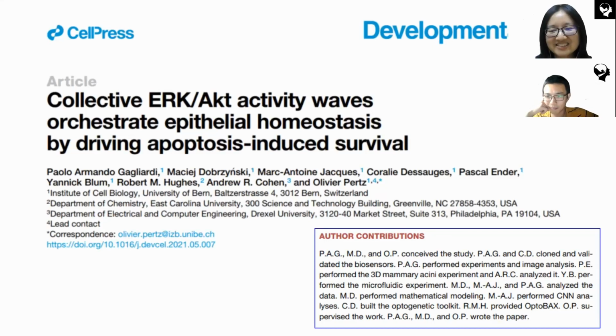Hi, Jordan. So in our weekly journal club, I'm going to present this paper, Collective ERK AKT Activity Rate Orchestrate Epithelial Homeostasis by Driving Apoptosis-Induced Survival. This is by a group of researchers from University of Bern, Switzerland, and there are two outside researchers from the US.